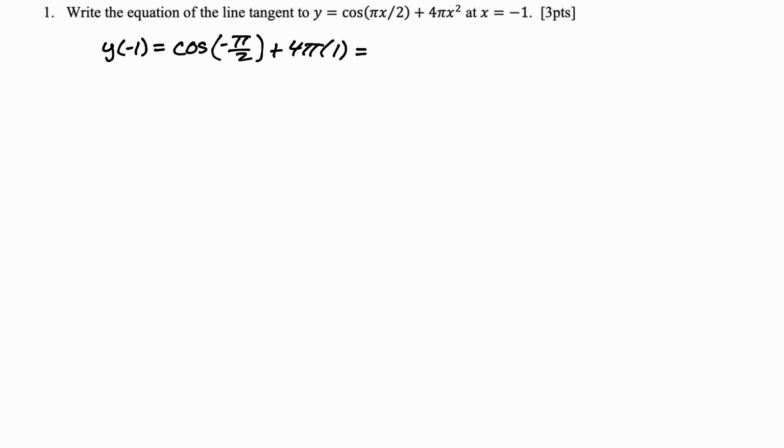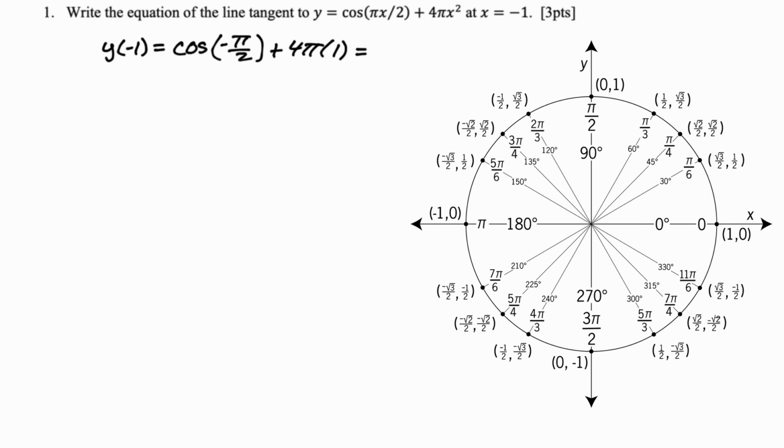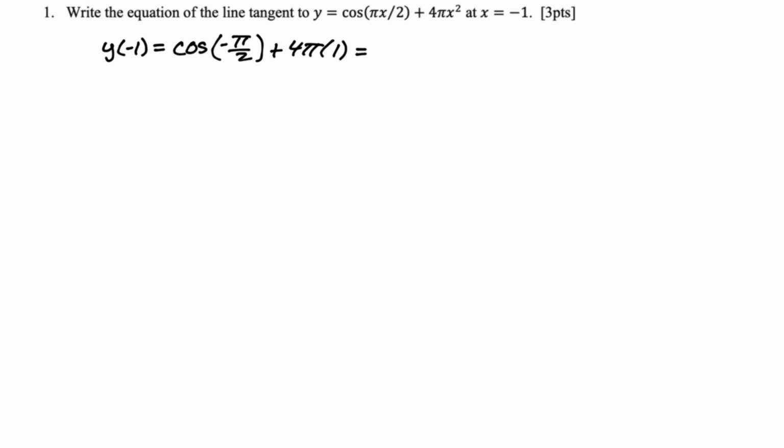So the cosine of negative pi over 2 is the same as the cosine of 3 pi over 2. You have to memorize the unit circle because that will help you know those values. So that's 0 plus 4 pi, so we are just getting 4 pi. Now we need to find the derivative.